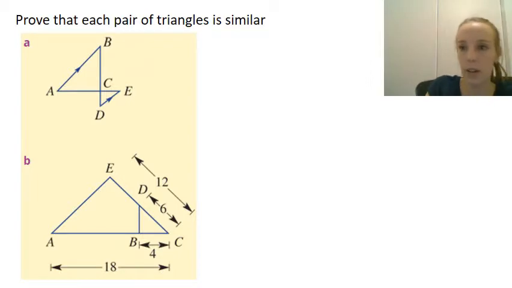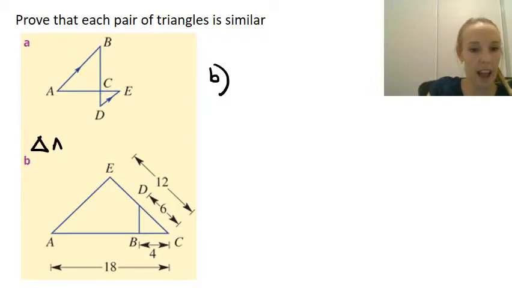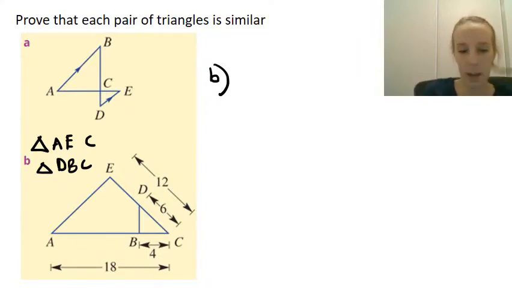Okay, for our second one, I'm going to clear the screen so I've got a bit more room. So we'll work that one out. We've got to prove that those two triangles are similar. So we've got a triangle that is AEC and a triangle that is DBC. So we're going to prove that they are similar. This time we are given side lengths, so we can actually use those side lengths to prove that the triangles are similar.